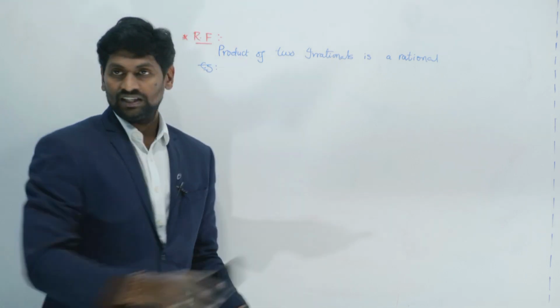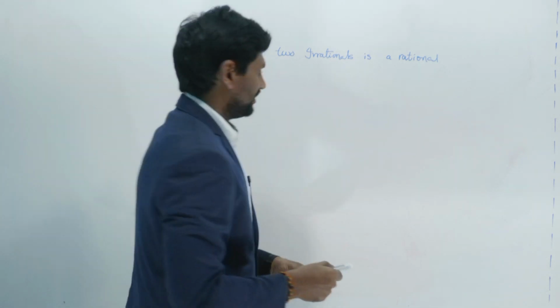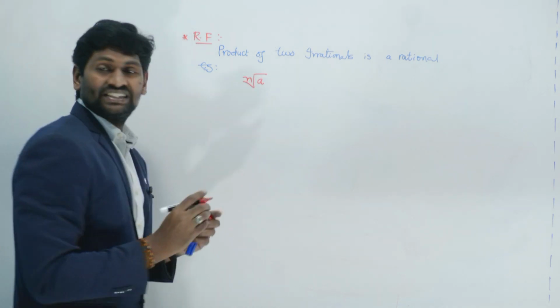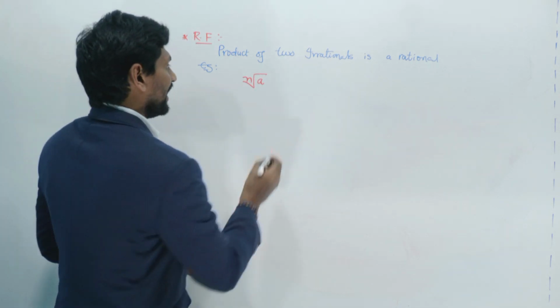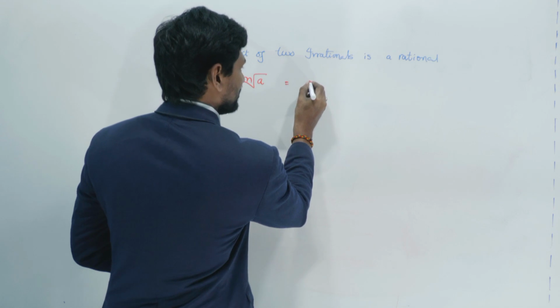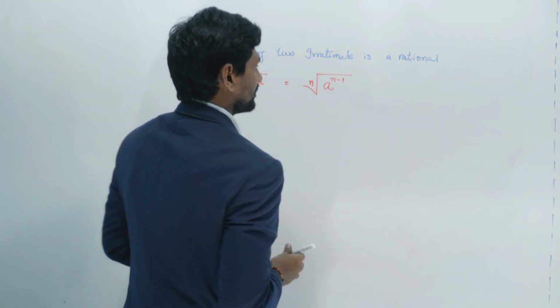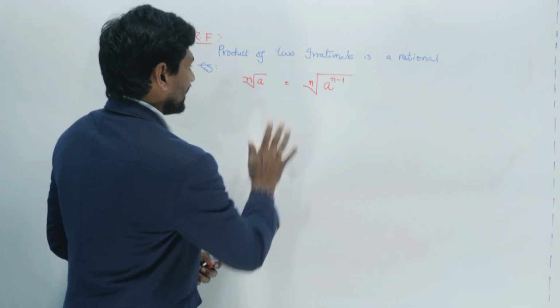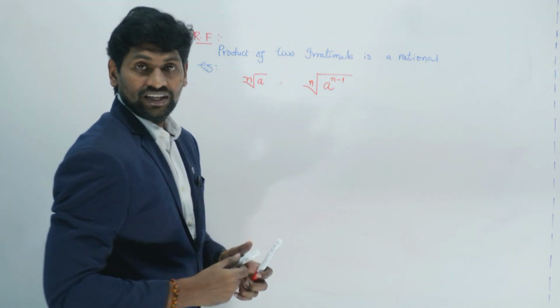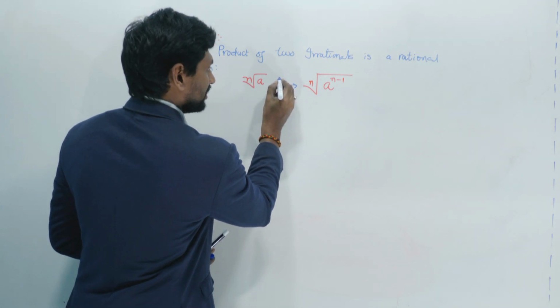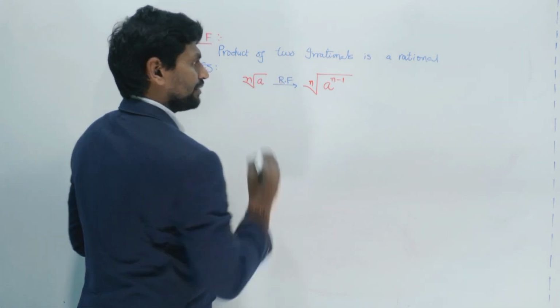If you take nth root of a, what is its rationalizing factor? The rationalizing factor of nth root a is nth root of a power n minus 1. This is the formula you should remember. The rationalizing factor of nth root a is nth root of a power n minus 1.